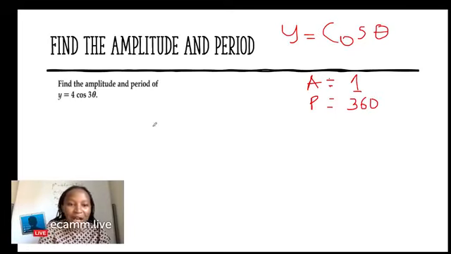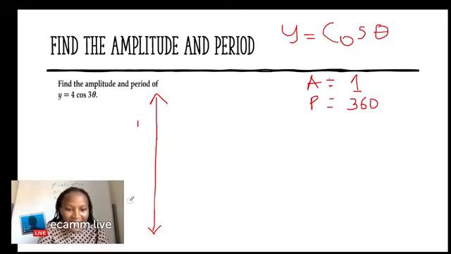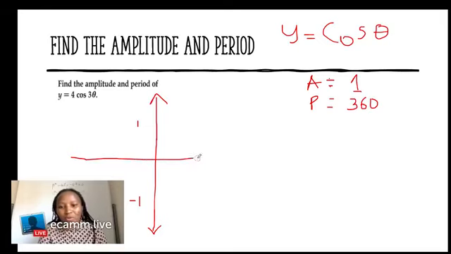The amplitude will help me decide on my y-axis. On my y-axis, I will have positive 1 and negative 1 because of my amplitude, because that's the highest point that we can go to. Okay, I will draw my x-axis.